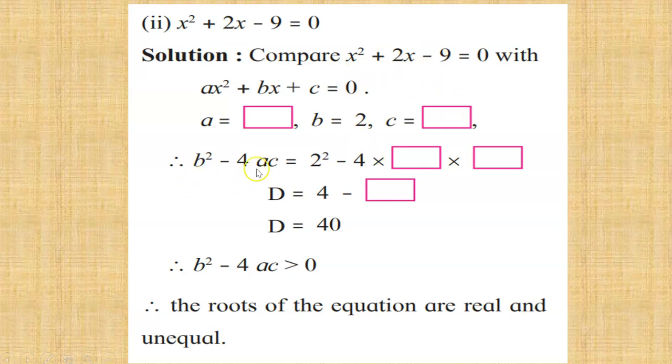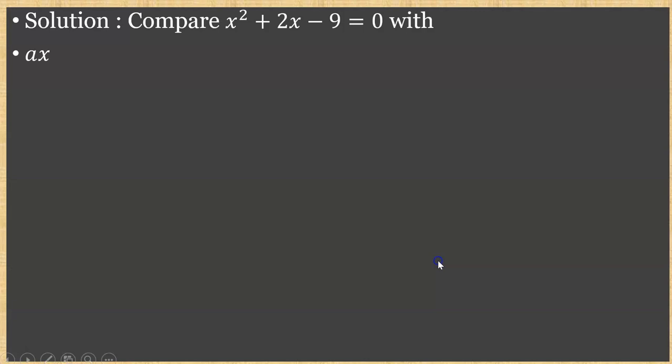And therefore b square minus 4ac is equal to 2 square minus 4 into the value of a, which is 1, and c is minus 9. But the values we will substitute there, and then you will get the value of D, that is equal to 40, and therefore b square minus 4ac is positive, and therefore the roots of the equation are real and unequal. Now see this here. Look at the solution here.